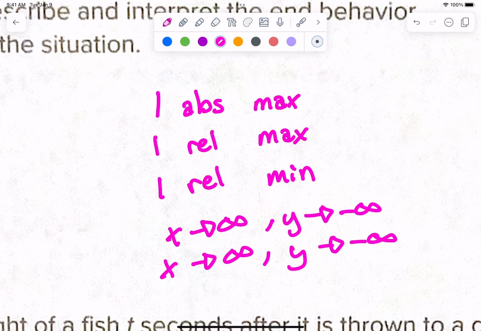One absolute max, one relative max, a relative min, and negative infinities on both ends. You need to fix it. On the second one, you need X to be negative infinity. You're right. There you go. Okay, all right, sketch me what it looks like.